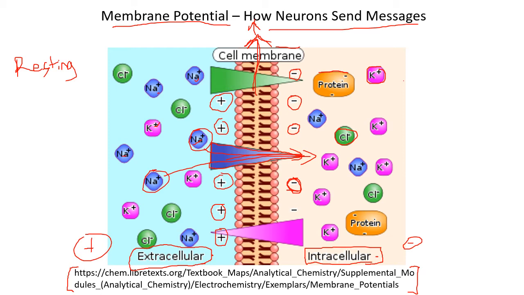But when we have the channels open, we have what's called an action potential. And so the action potential is that flow of the charge, that difference in charge, down the membrane. The channels open and ions flow across the membrane, which makes the inside less negative, which generates that action potential.